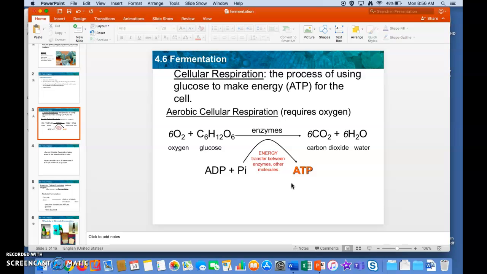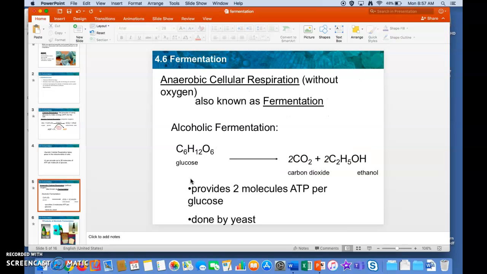Real quick, going back, the first part that did require oxygen is aerobic cellular respiration. One way you can memorize that is to think about aerobics, doing jumping jacks and doing spin classes. You're doing aerobics to work out. You need a lot of oxygen to do aerobics. Anaerobic, no oxygen is available.